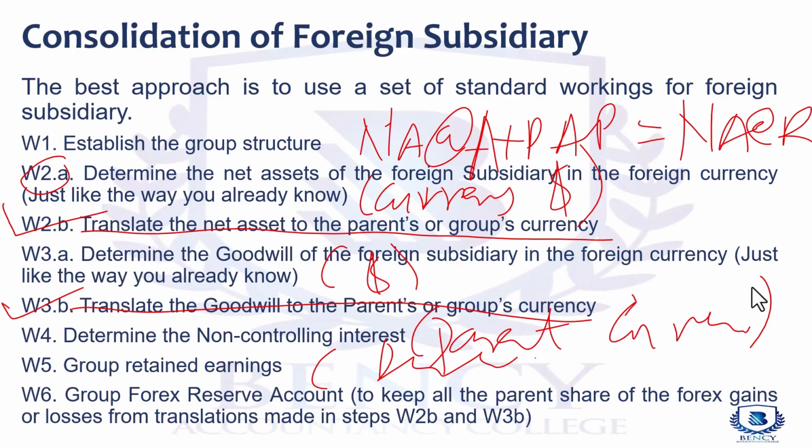There's no big deal. We have our 6 standard workings, just that we have to include Workings 2B and Workings 3B. Workings 2B looks at the translation of the net assets of the foreign subsidiary, and Workings 3B looks at the translation of goodwill. But please note that Workings 4, the non-controlling interest, and Workings 5, the group retained earnings, will all be determined in the home currency. Okay. All right. So that's it.